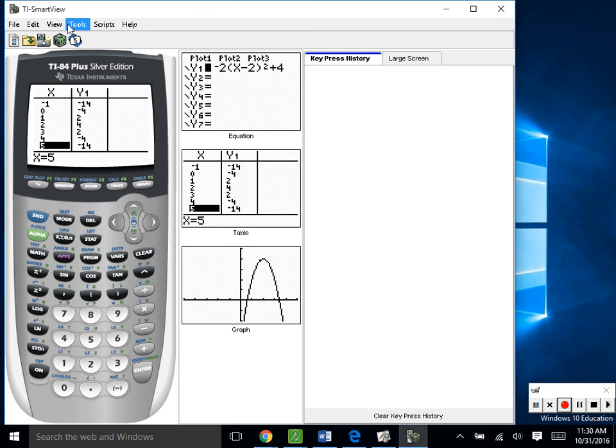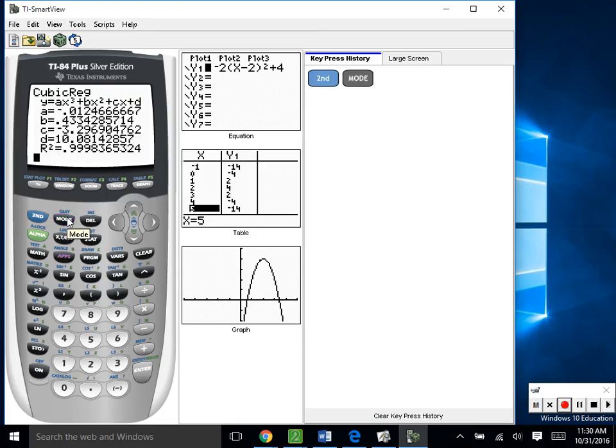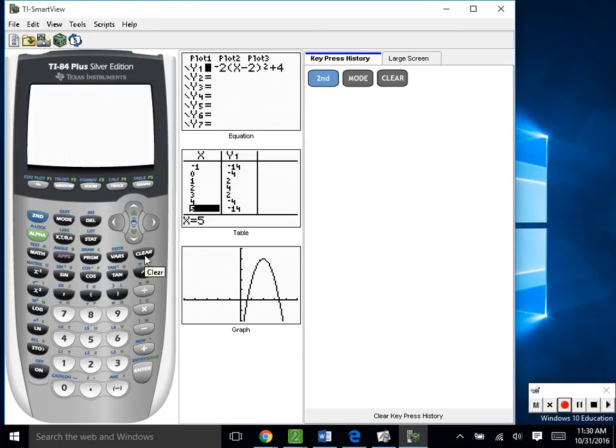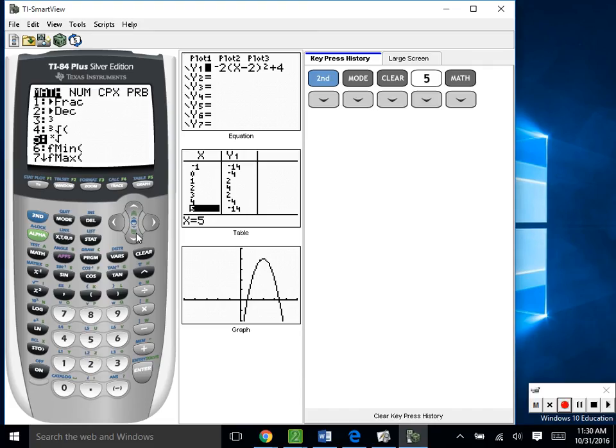Okay, so this is how you do it. You hit 5 to tell it you want the fifth root. And you go to math, down to xth root. Right there. So now it knows that it's a fifth root. Does that make sense, everybody? Math, and then down to xth root. So now you can do any root on your calculator.